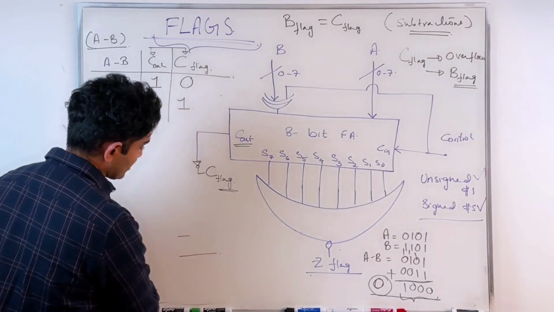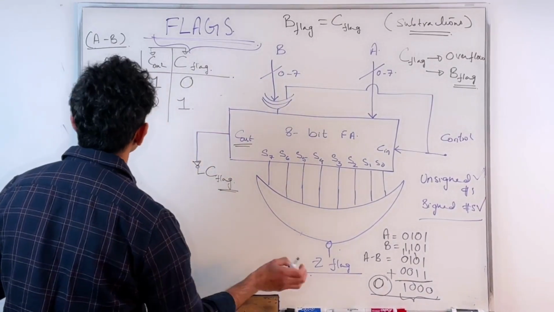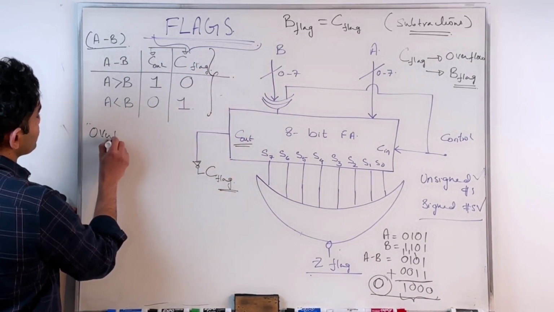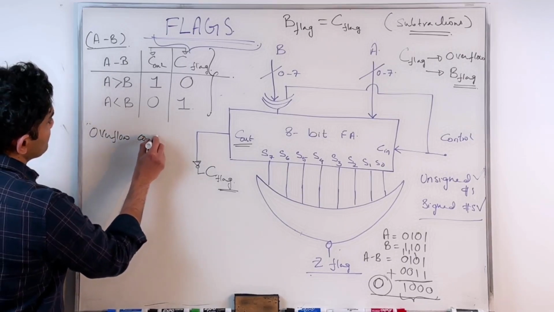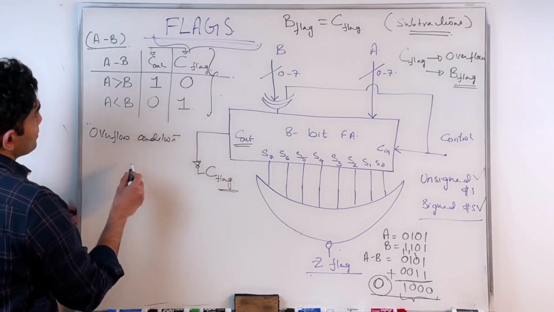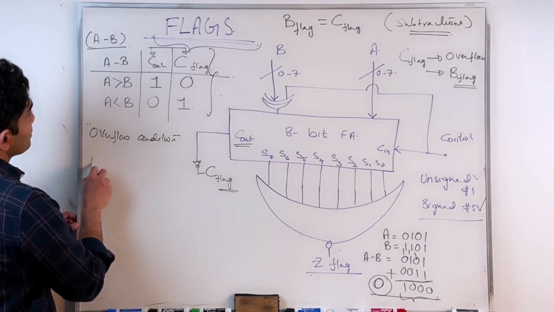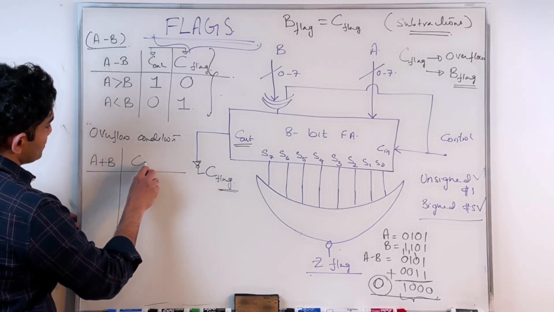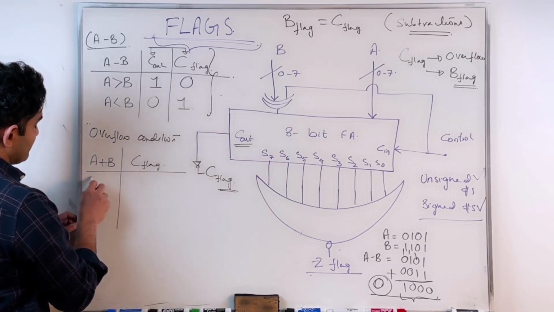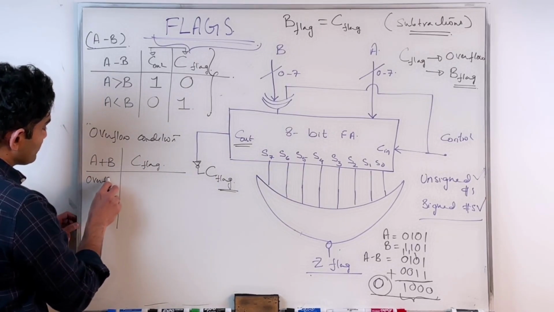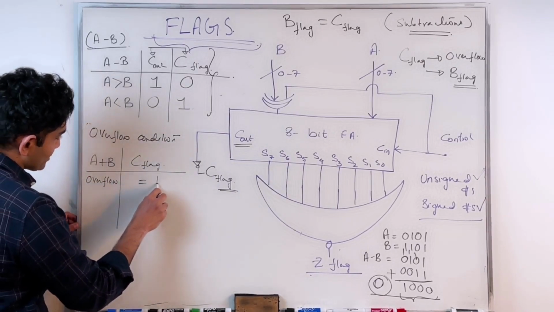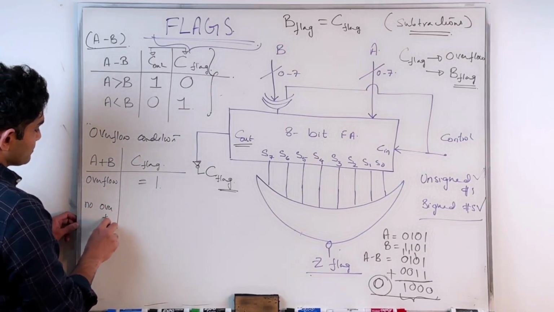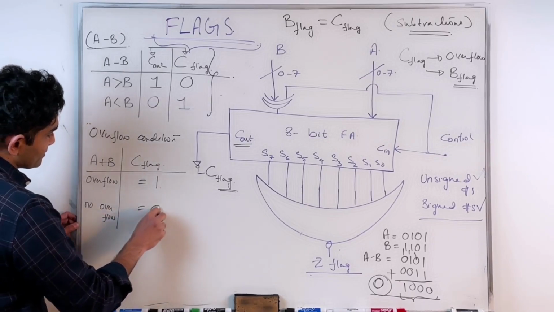Let me summarize what I'm trying to say here so there's no confusion. That's for the conditional checking, and that's for the overflow condition checking. Overflow condition, A plus B: if A plus B results in an overflow, I would like my C flag to be set. No overflow, I would like my C flag to be reset.